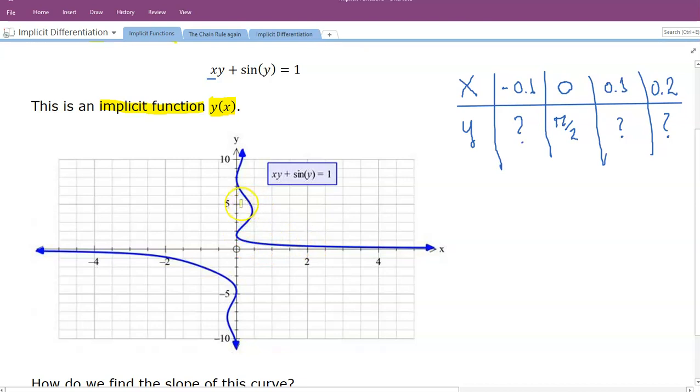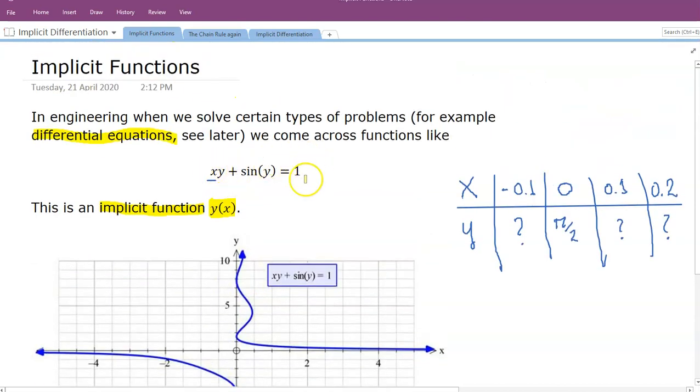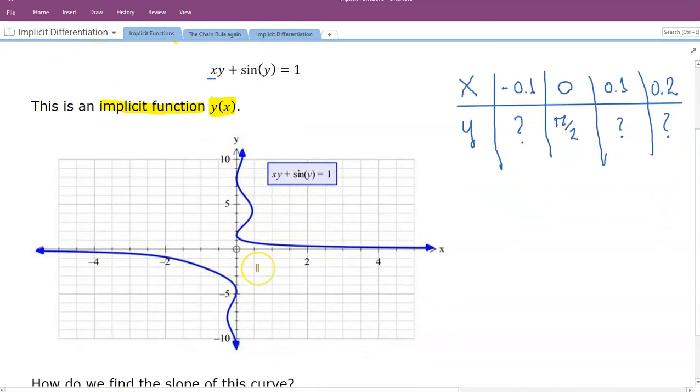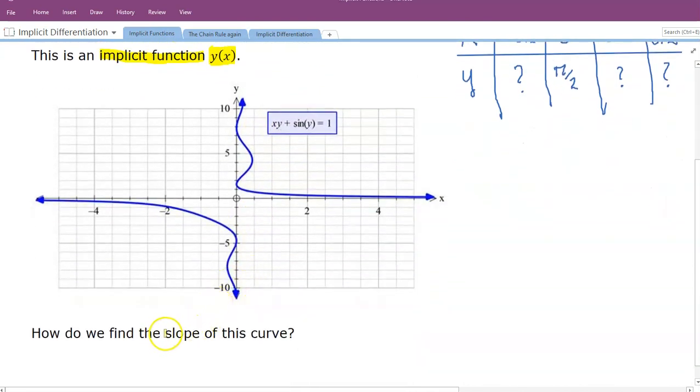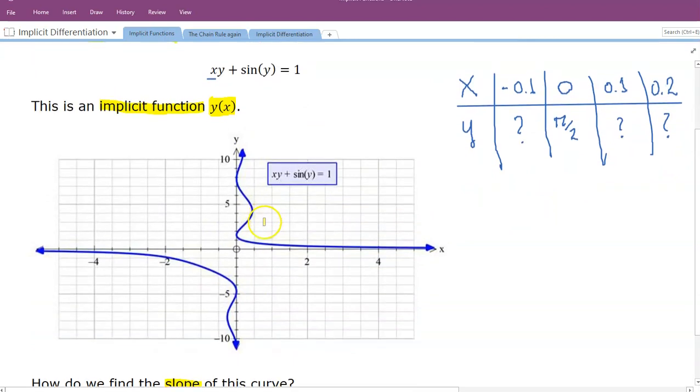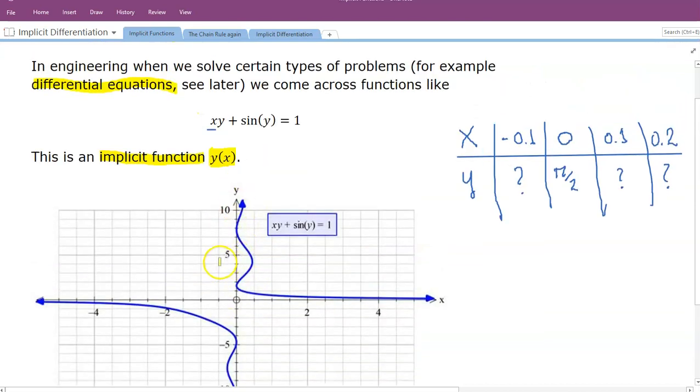So the next question is, given my implicit function like this one, can I find the slope? So can I find dy by dx? You can see, if you've got the picture, you can actually work out the slope at each point, but is there a formula to calculate the slope?